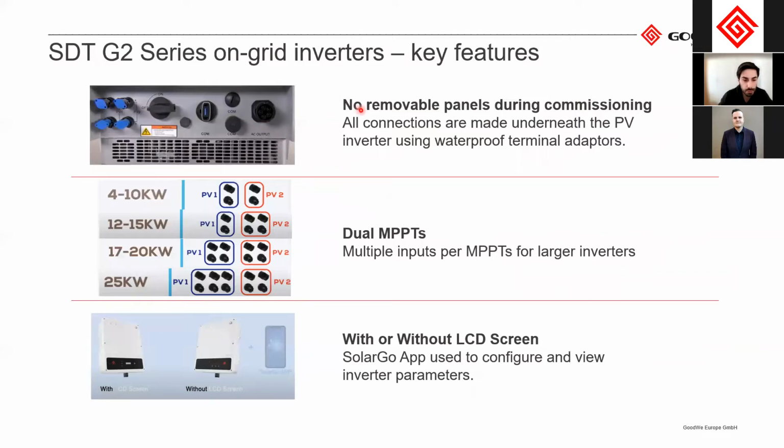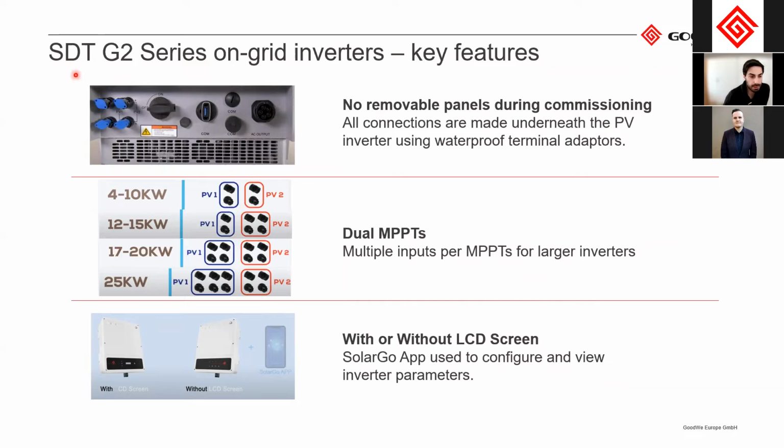So what's good with this one, but also the XS and the DNS, is that they have no removable panels when you do the installations. Everything is accessible on the bottom side. And here you see the string input, the DC switch, the USB port for any Wi-Fi or LAN dongle. And here you have some communication port, and here's the AC output.